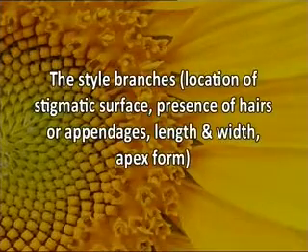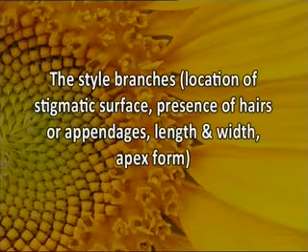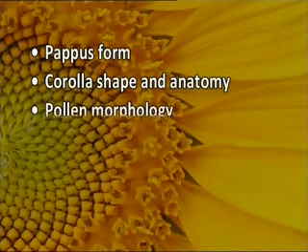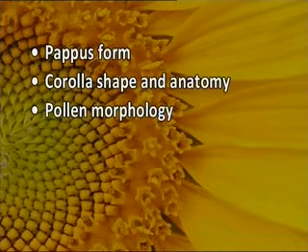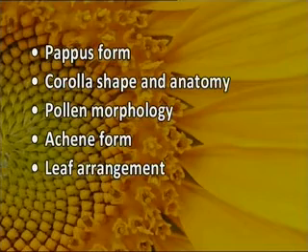Characteristics like style branches, wherein we have the characters like location of stigmatic surface, presence of hairs or appendages, length and width, and the apex form. All these characters of style branch have been used in the tribal classification. Also, the characters like pappus form, corolla shape, and anatomy. And also the pollen characters, the morphology of pollens, and the fruit characters, achene form, and the leaf arrangement have been prominently used in the tribal classification.